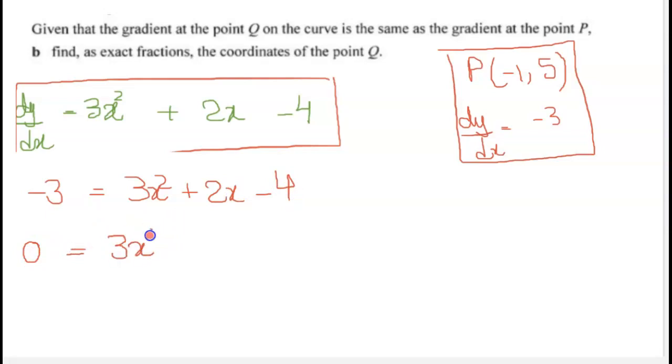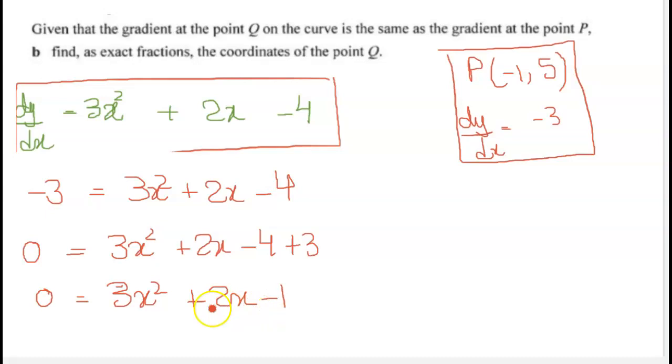I will make this side 0. So 3x squared plus 2x minus 4 plus 3. So I move this 3 to the other side. When I move the 3 to the other side, that minus 3 will become a plus 3. And then the equation will become 3x squared plus 2x minus 1. Now this is a quadratic equation. I can solve the quadratic equation by using the quadratic formula. Now, how do we use the quadratic formula?